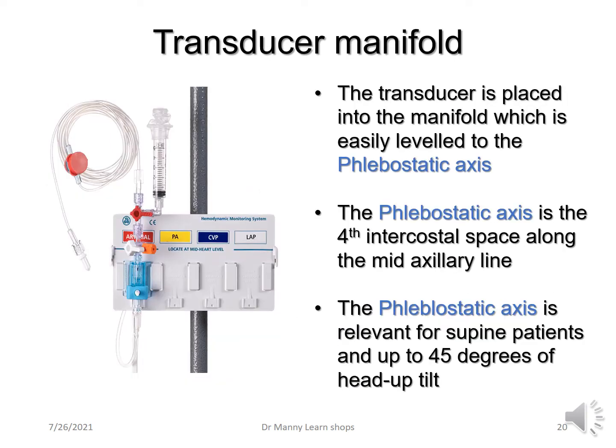The transducer manifold. Well, the transducer is placed into the manifold, which is easily levelled to the phlebostatic axis. And the phlebostatic axis is the fourth intercostal space along the mid-axillary line, and it's relevant primarily for supine patients and up to about 45 degrees of the head tilt position.